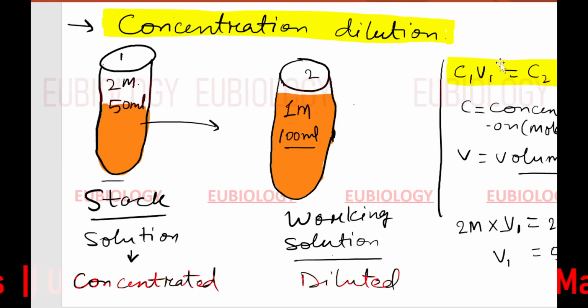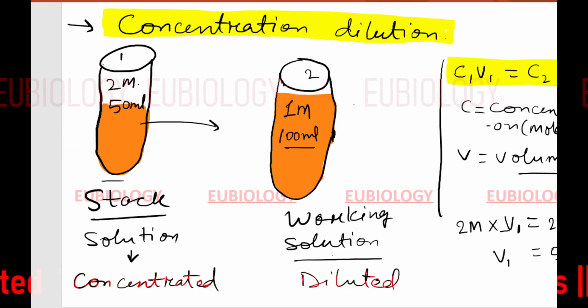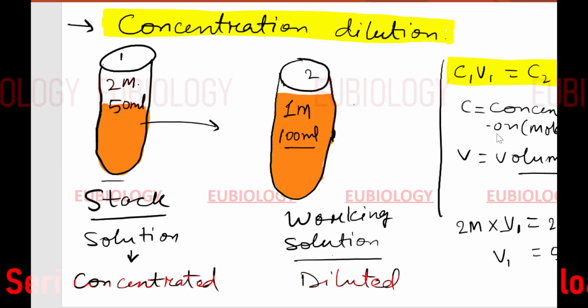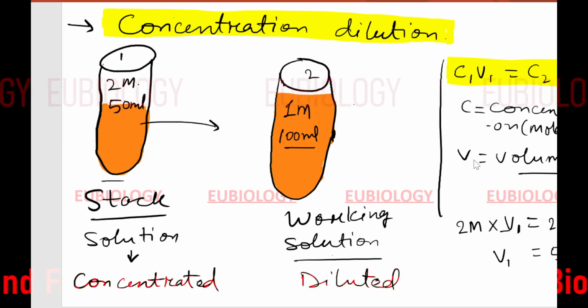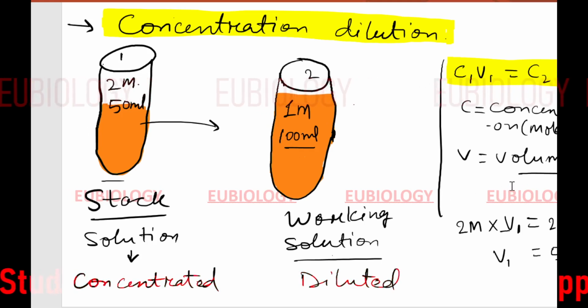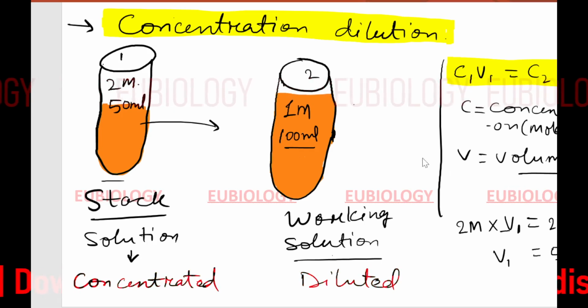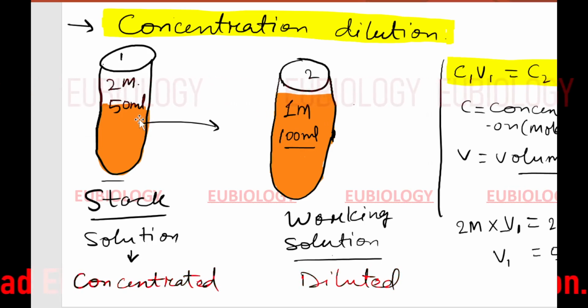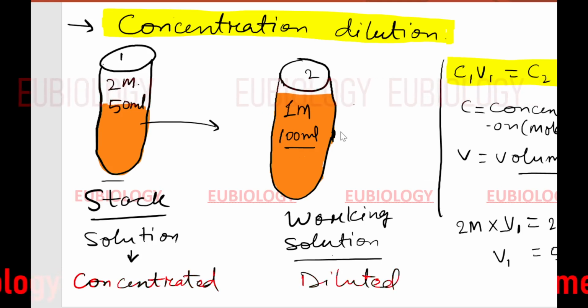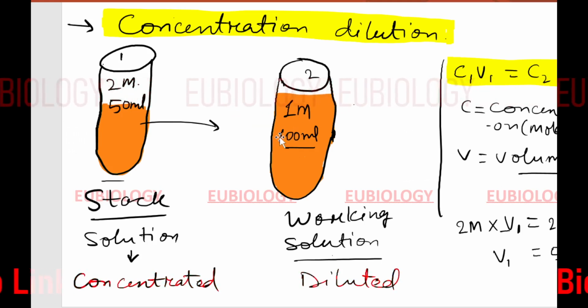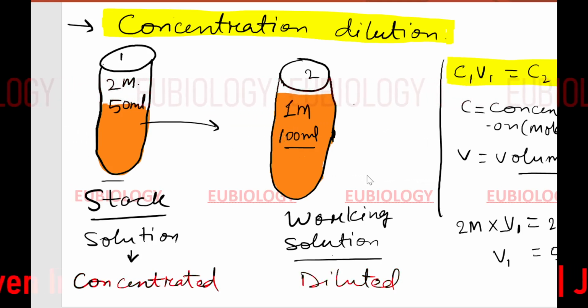So you use this formula, C1 V1 is equal to C2 V2. C is concentration, which will be in molarity, and V is volume, which will be in ml or whatever you took. If you have to convert from liter to ml, you have to convert the volumes as per your choice.